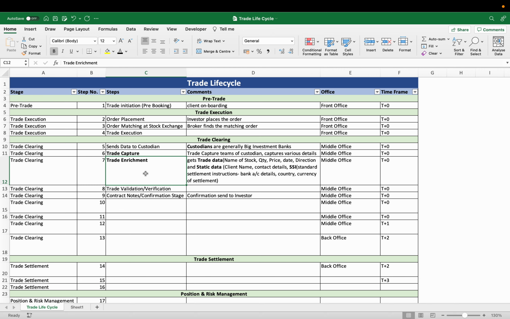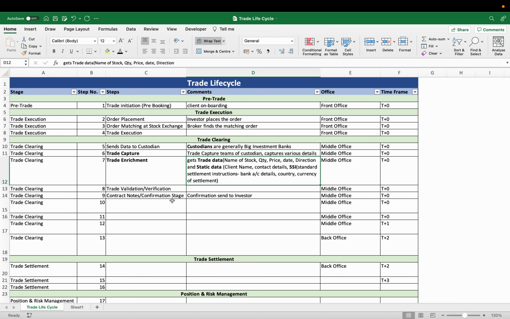This information comprises of two very significant parts. One is trade data, that is, name of the stock, quantity, price, date, and direction. Direction is nothing but whether it's buy or sell. Then second is your static data. Static data is something which remains constant. That is your client name, your contact details of the client. There's a key term called standard settlement instructions. For example, bank account details of the investor or the client, then the currency, and in which currency the settlement would occur. So these kind of things.